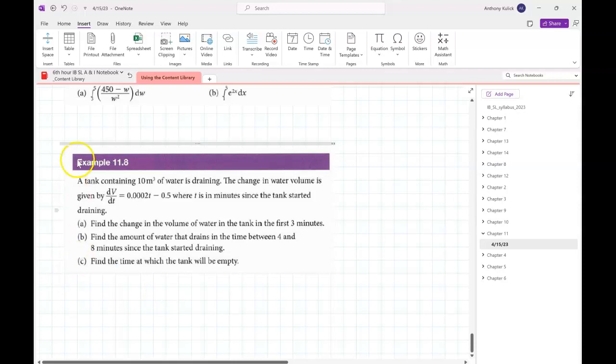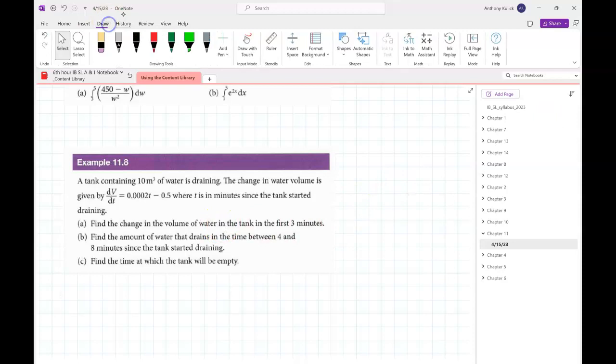It says a tank containing 10 cubic meters of water is draining. The change in water volume is given by dV/dt equals yada, yada, yada, where t is in minutes since the tank has started draining. Find the change in volume of water in the tank in the first 3 minutes. So the volume going from 0 to 3, because it's the first 3 minutes.